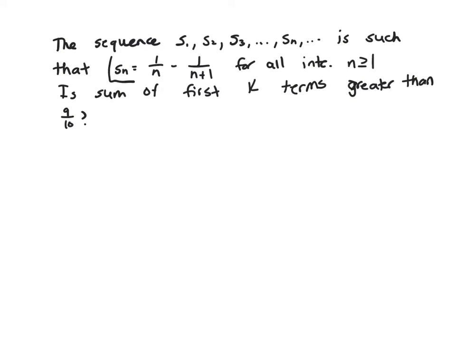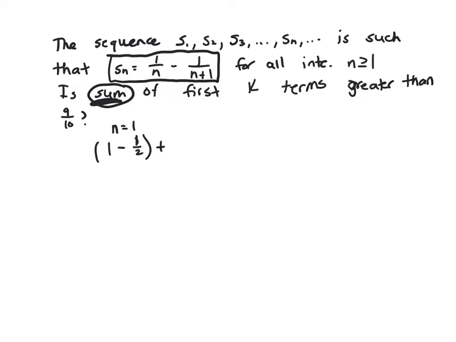Let's look at this sequence. It's actually turning into a series because they want us to sum the terms. So let's use that formula. If I let n be 1, that gives me 1 over 1 minus 1 over 1 plus 1, which is 1/2. And I'm going to do plus because of that word sum.